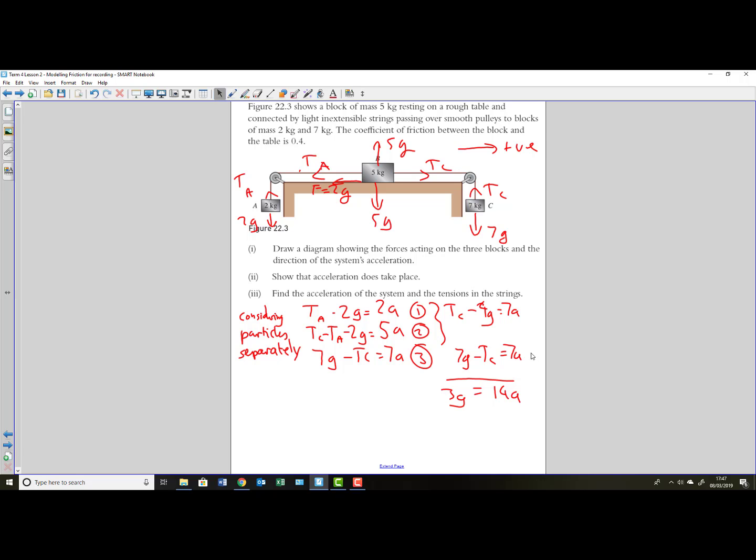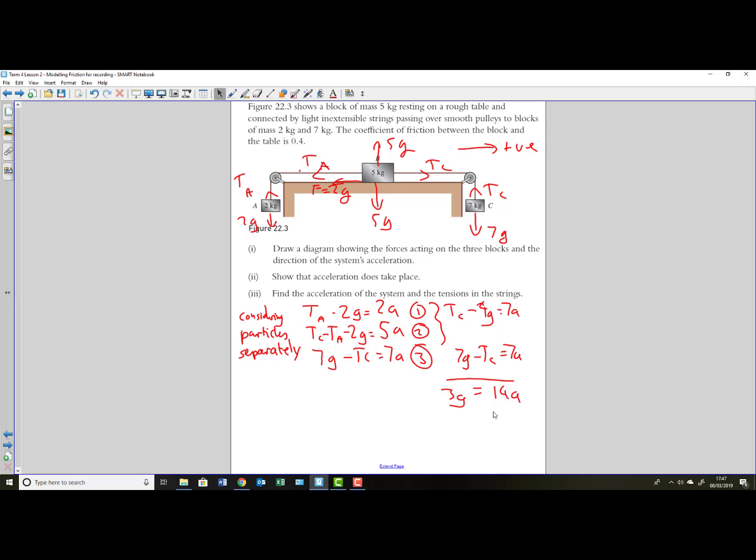And now I've got two equations in tension in C and 7a. I use those two equations to get an overall equation for the acceleration of the system, and then I can work through substituting and find all the different tensions and the acceleration of the system.